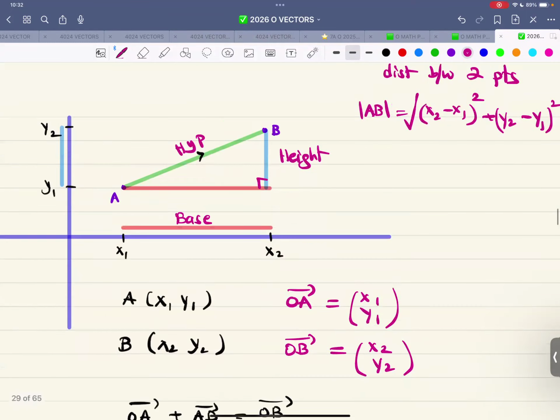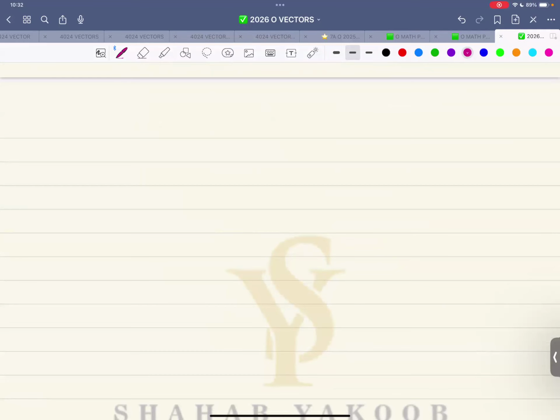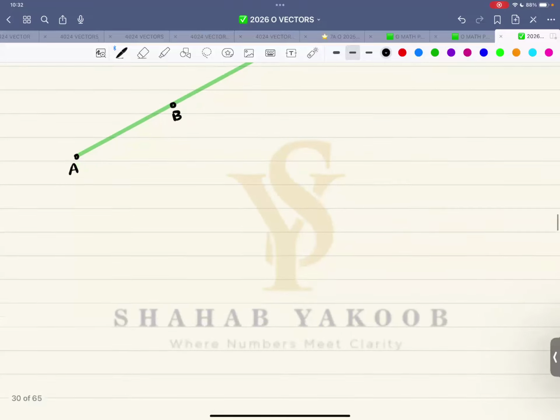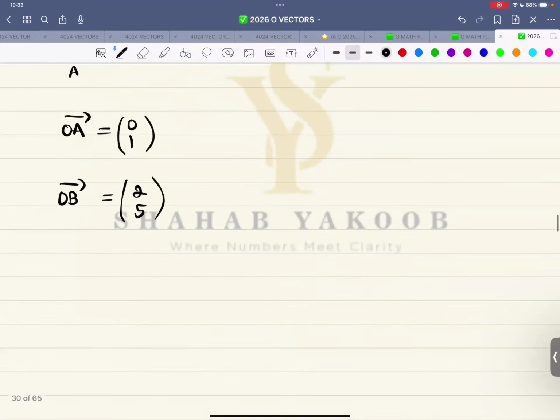So now let's move on. Now, what else is there? Let me talk about a line, and there are 3 points on that line: a point A, a point B, a point C. The position vector of A is (0, 1). Position vector of B is (2, 5). And position vector of C is (5, 11).